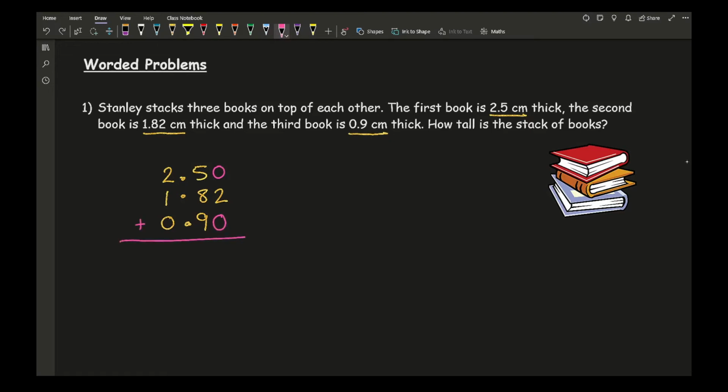So here I've got 0 plus 2 plus 0 is 2, 5 plus 8, which is 13, plus 9, which is 22. And then we've got 2 plus 2 plus 1, which is 5 plus 0. And there we go. So the total distance is going to be 5.22, and we just need to remember the units. So it's centimeters, and there is my final answer.